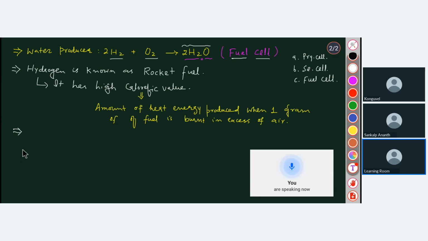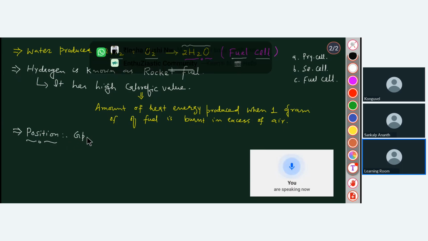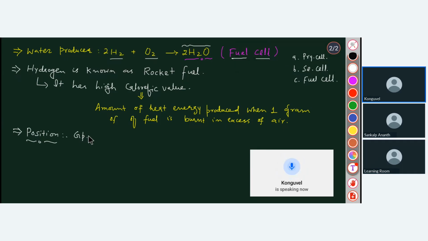And this hydrogen, what is its position? This is the first question which will be asked in the exam. This is very important: the position of hydrogen in the periodic table. First of all, you have to remember that if you see the position of hydrogen, it is just there in group first, isn't it? Yes, sir. It is just in group first.